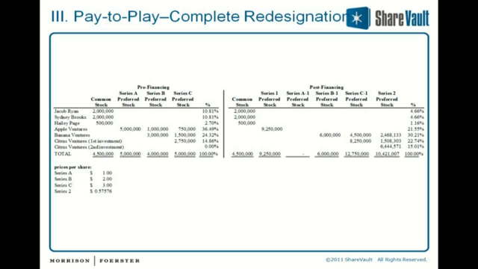Here, our non-participating investor, Apple Ventures in this case, gets all of their A, B, and C stock converted into the junior preferred called Series 1. And that's done by dollars invested. So Series A put in $5 million, $2 million, and $2.25 million respectively in the A, B, and C round. That all gets redesignated as 9.25 million shares of a $1 junior preferred stock in Series 1.